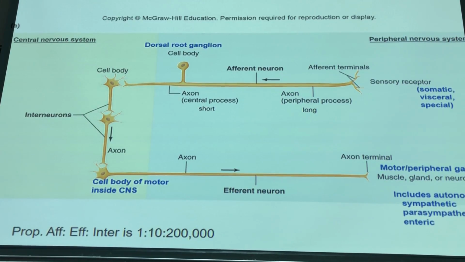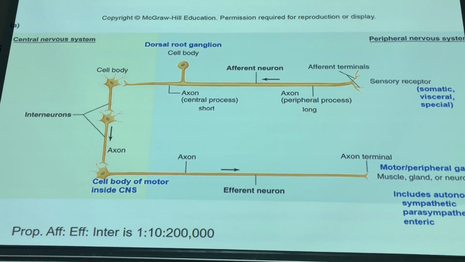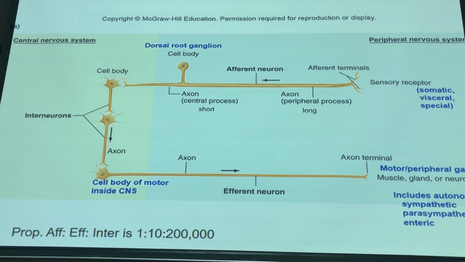Question? What's the importance of the nodes of Ranvier? We'll get to it at the end of the chapter. But basically, just to let you know, they greatly speed the conduction of the nerve impulses, the electrical impulses, and I'll show you how they do that. But they speed it beyond just the insulation of the myelin.